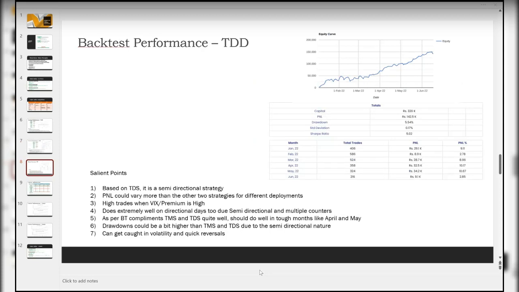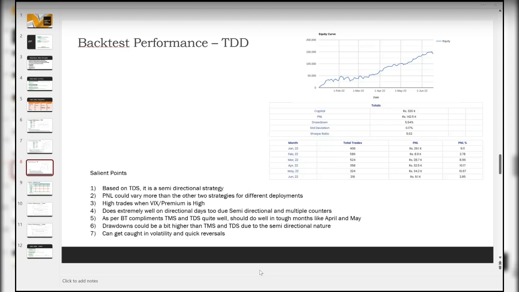Generally, when the VIX is high, then the trades would be higher for the strategy, again because it depends upon the P&L targets, and it does very, very well on directional days. And as per backtest, it actually performs very, very well on tough months where all our other non-directional strategies faced issues in terms of results. So it will work very well on those kind of months, primarily due to trying to take a direction aggressively rather than rolling into next expiry or other strike, or taking a counter like that.